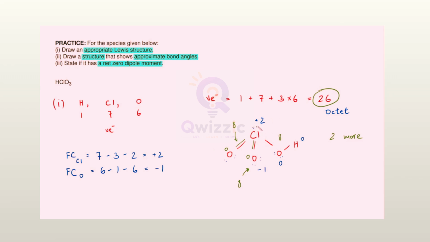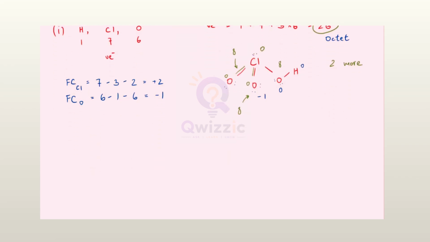If we recalculate the formal charge of chlorine, it is now 0 as well, because 7 minus 5 bonds minus 2 lone pair electrons gives us a formal charge of 0. Well done, so we have our Lewis structure. Let's go ahead and draw it once again. So we have chlorine with a lone pair, 2 double bonded oxygen atoms. Each oxygen has 2 lone pairs.